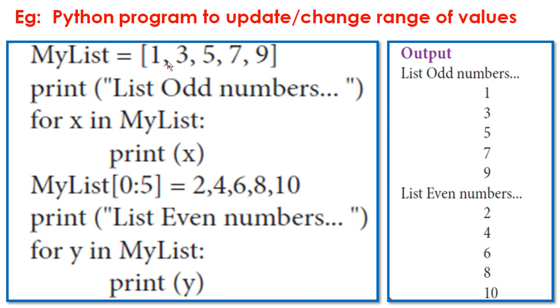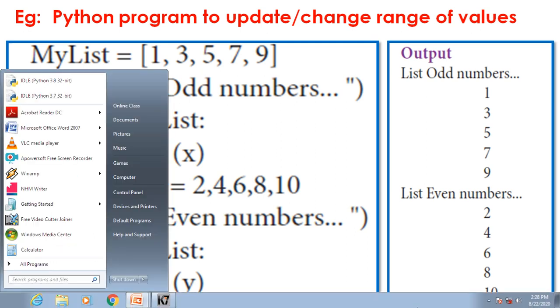The original elements of my_list are replaced. 1 is replaced by 2, 3 is replaced by 4, and similarly 9 is replaced by 10. Now we reprint the list by using this for loop, and we get the updated list. These are the even numbers 2, 4, 6, 8, 10. We are going to see this by using the IDLE window.